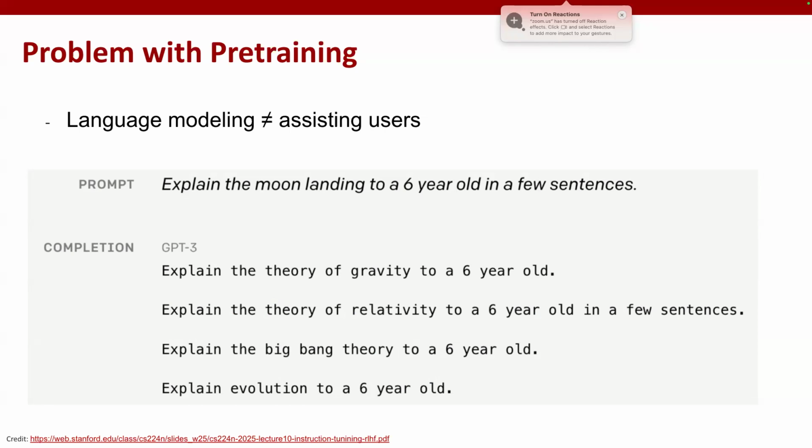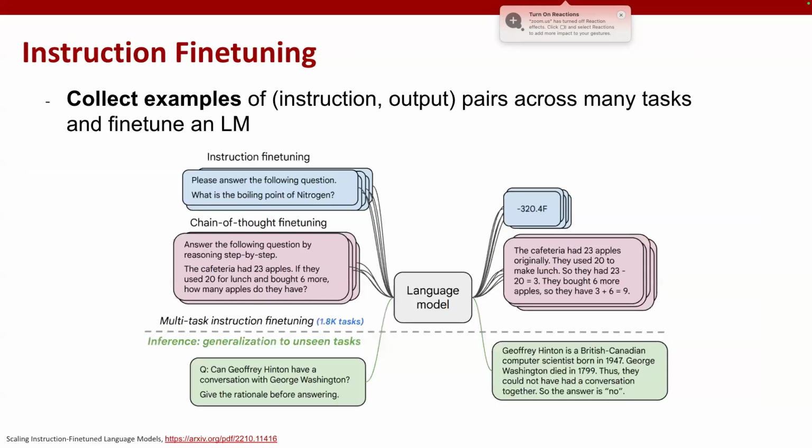So how do we fix this problem? We know that in the text document, these two sentences are often put together, but that's not the answer we want. And that's why people introduced instruction fine-tuning. In instruction fine-tuning, we collect examples of instruction and output pairs across many tasks and fine-tune a large language model on those many tasks together.